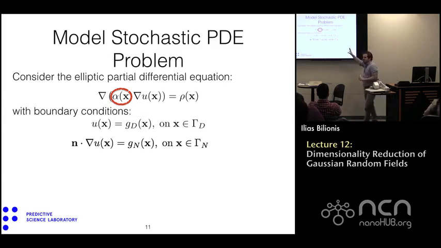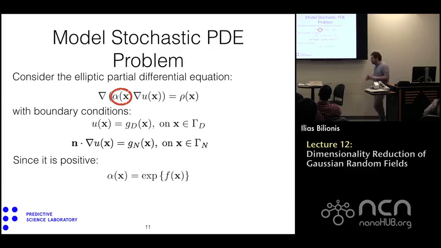There are a few things that we know about A of X. First of all, it has to be positive. Why does it have to be positive? Because that's the definition of the permeability. It's a positive quantity, okay? We better create a model that imposes that. So since it is positive, we're going to assume that it is the exponential of another function. This is a very common thing to do. If you have a positive quantity, you say, okay, let me just work with the logarithm of that quantity. So I'm going to say that A of X is the exponential of an F of X.